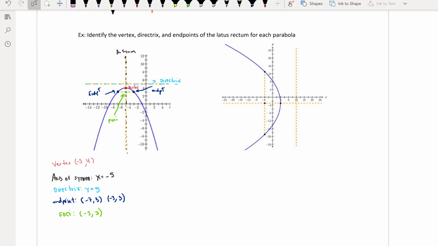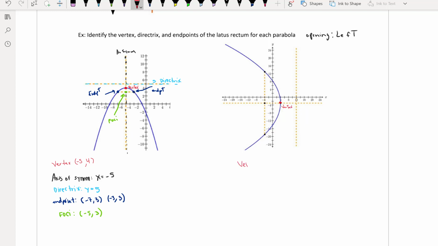Now, let's look at the graph on the right. This parabola looks like it's opening left, okay? So here, in case you wanted to see, its opening is to the left. So let's start identifying some information for this parabola. So I can see my vertex.